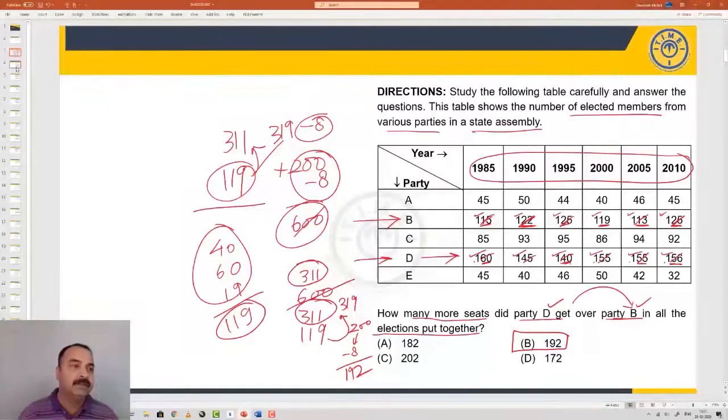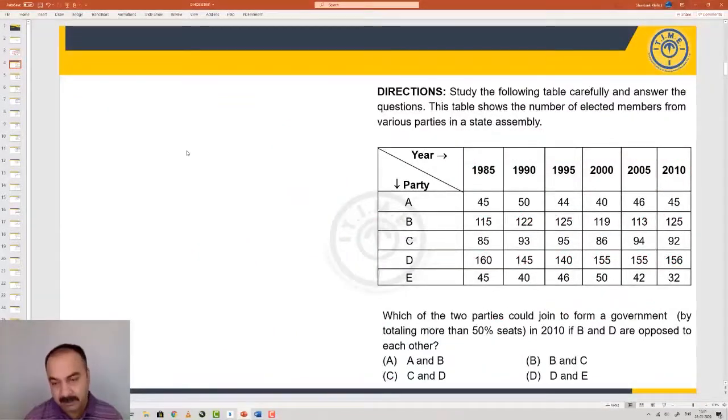Let's look at the next question. We continue with the same table. We have the same data in front of us. It is again about the 6 elections for these 5 political parties. Now the question is, which of the two parties could join to form a government? And in the bracket they tell you how the government will be made by totaling more than 50% seats. So for all the seats in that election, if you come together and you can have more than 50% seats, you can make a government.